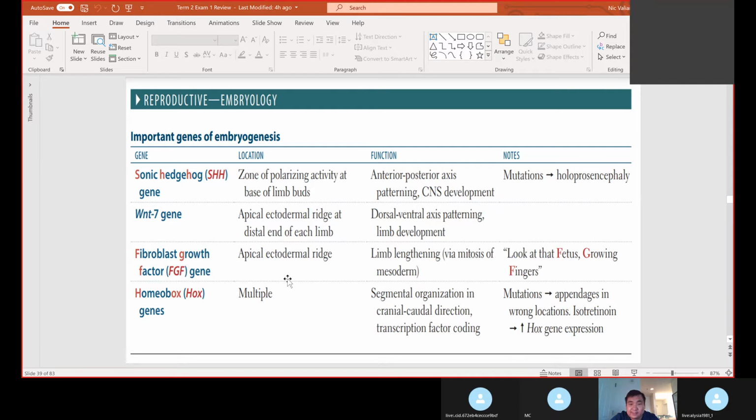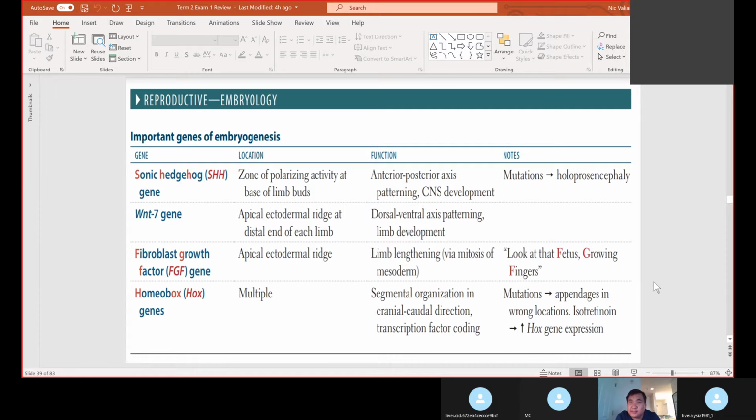F, fibroblast growth factor, what is this? Lengthening. So via mitosis of your mesoderm. So for growing the fingers, if you want to grow the fingers, you need your fibroblast growth factor gene. Homeobox, multiple location, what's the function? Segmental organization. If you want the organism to grow from cranial to caudal direction, you need the homeobox. If you have a mutation in your Hox genes, we have appendages in wrong locations. You can have your hand on your head or your feet on your abdomen. So it's crazy. So mutations in Hox, you have appendages in wrong location.